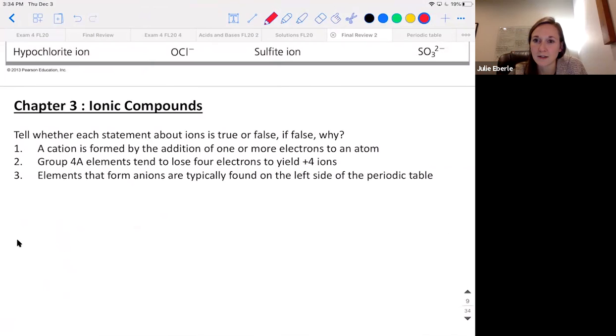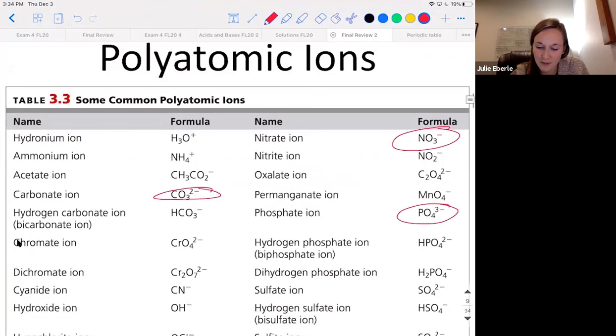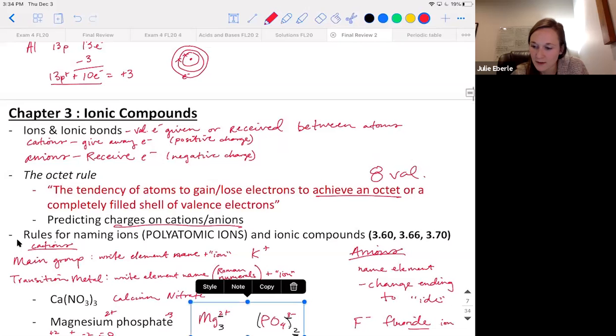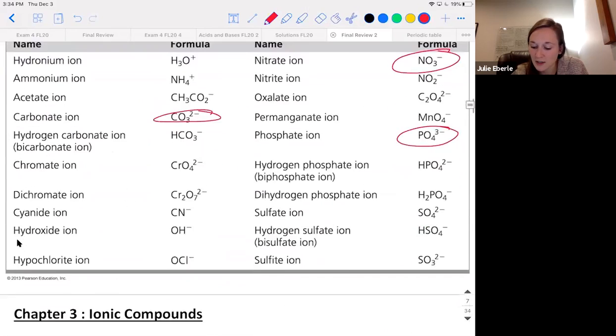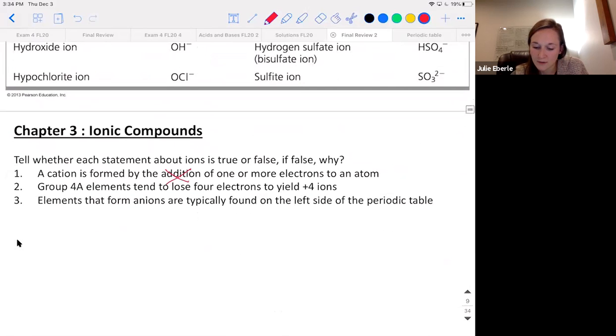How do we get cations? Do they gain electrons or give away electrons? Okay, Hannah says thumbs down. You're right. So cations, we said, if we scroll up, they give away electrons. So the addition, that's wrong. That's if we're forming anions. So this is false because cations do not gain electrons. We don't add electrons to form cations.